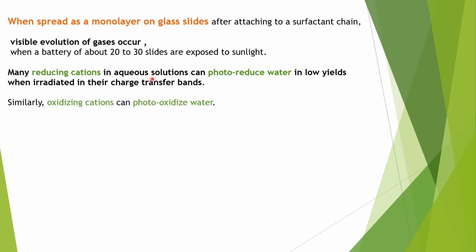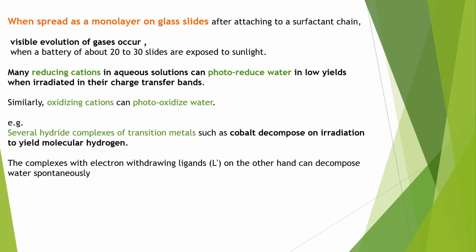Many reducing cations in aqueous solutions can photoreduce water in low yields when irradiated in their charge transfer bands. Similarly, oxidizing cations can photooxidize water. For example, several hydride complexes of transition metals such as cobalt decompose on irradiation to yield molecular hydrogen, and the complexes with electron withdrawing ligands, on the other hand, can decompose water spontaneously. So this may be the complex where COL4 in presence of water decomposes the water by forming the hydride complex with the elimination of oxygen.